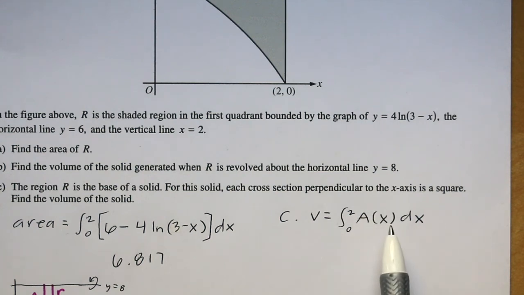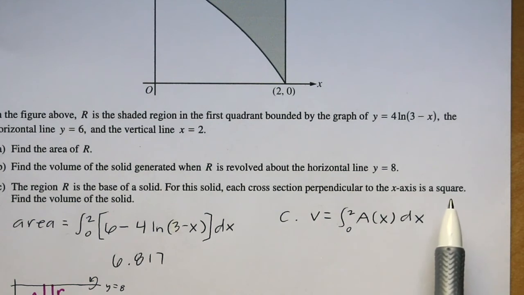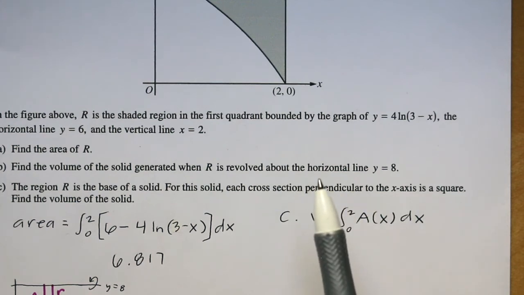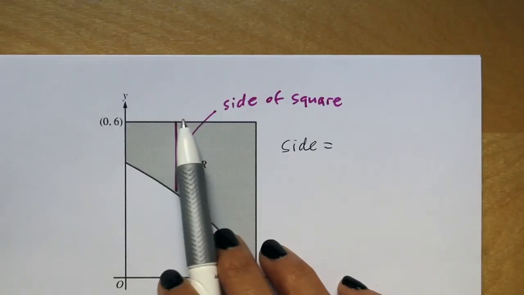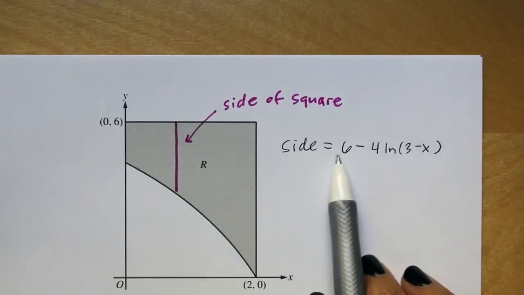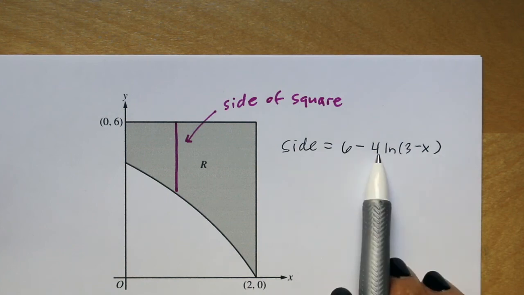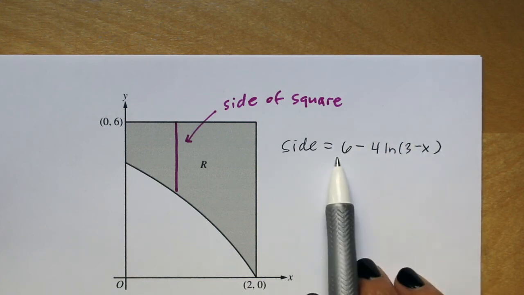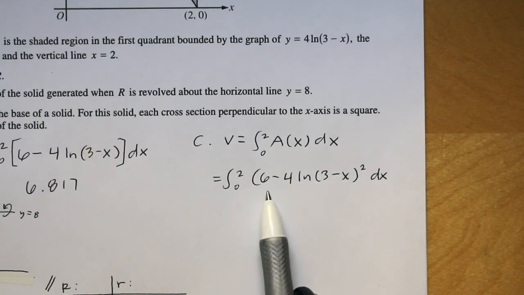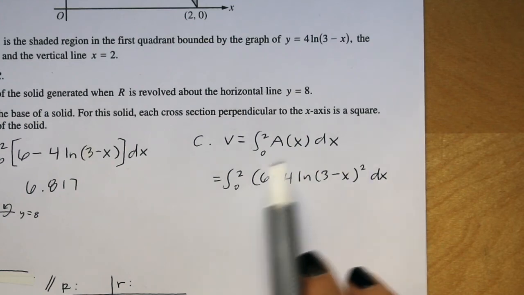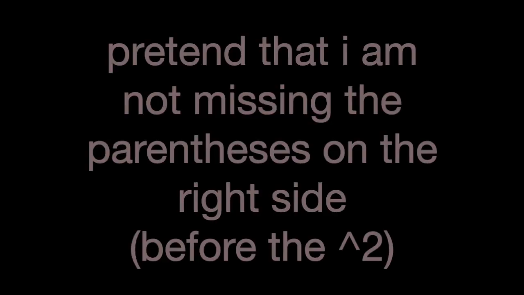A of x represents the area of the cross-section, and the cross-section is a square. The area of a square is the side squared. So let's go ahead and look at the region to identify an expression for the side. We're going to do top minus bottom. So the top is 6, and then we're going to subtract the bottom, which is the natural log equation. And this whole expression is the side of the square. So to plug it in, you just do the side squared, which represents the area of a square.